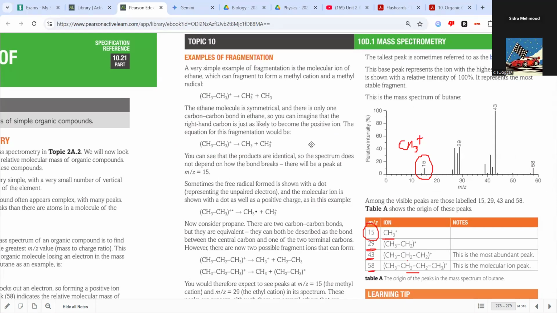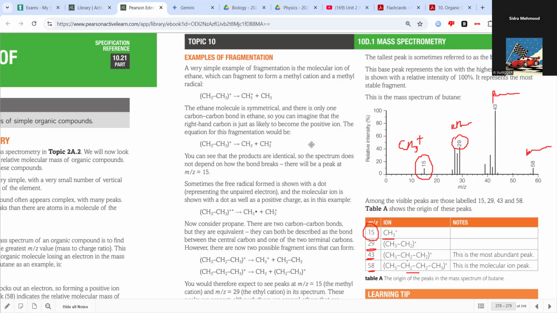29 means there's ethyl present. Here we have the propyl. 58 is butyl. Is it clear now?